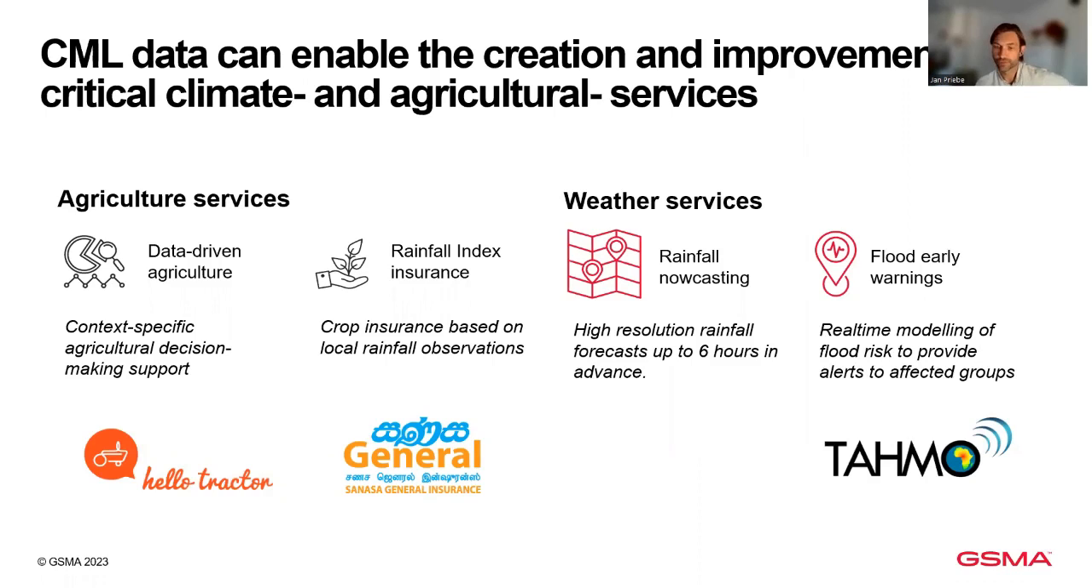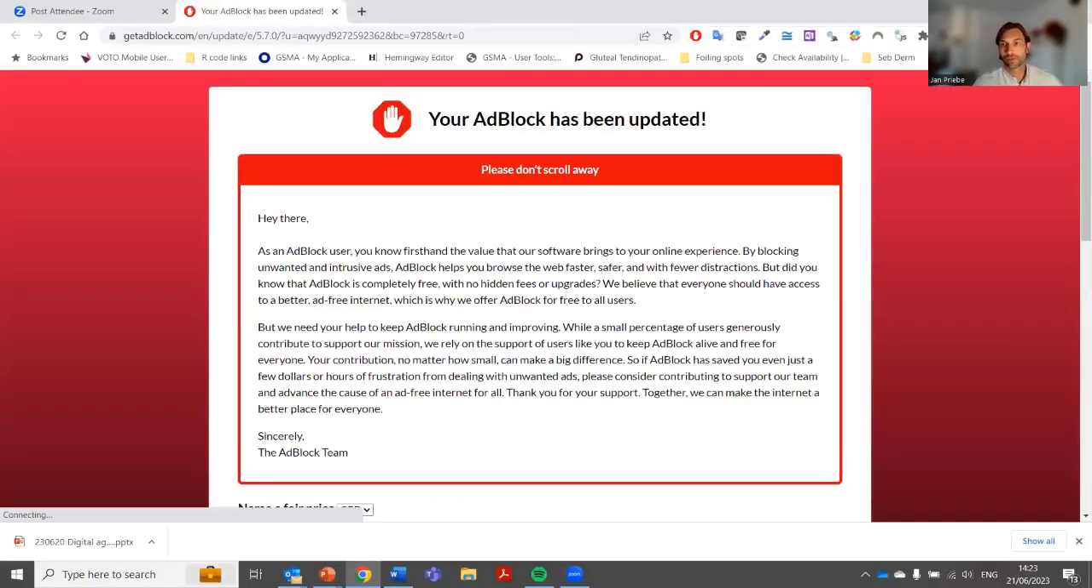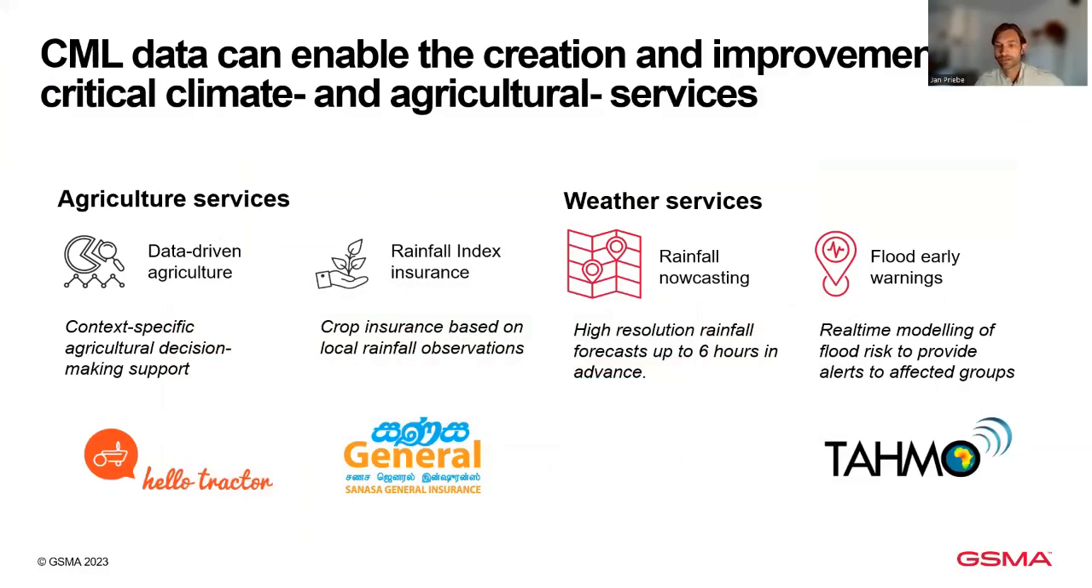Data-driven agriculture services draw on a variety of data sources, including weather data, to provide context-specific decision-making support to agricultural actors. Such services allow agricultural actors to better plan their activities and deal with weather-related risk. So in Nigeria, we were working with Hello Tractor to pilot the use of CML rainfall observations to predict demand and optimize logistics for its tractor services, which they have found is often driven by cumulative rainfall in the preceding days.